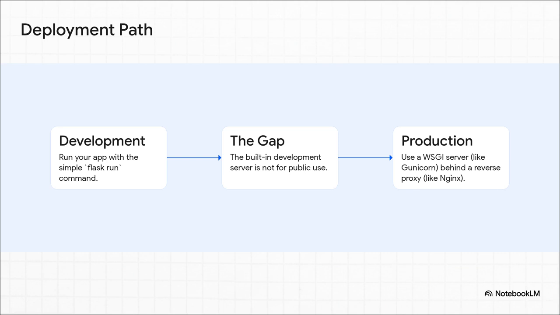Well, in development, you're just using that simple flask run command. But for production, you need a professional-grade setup. This usually means using something called a WSGI server, like Gunicorn or uWSGI, to actually run your application code. And then you often put that behind something called a reverse proxy, like Nginx, which is fantastic at handling all the incoming web traffic and passing it along efficiently.